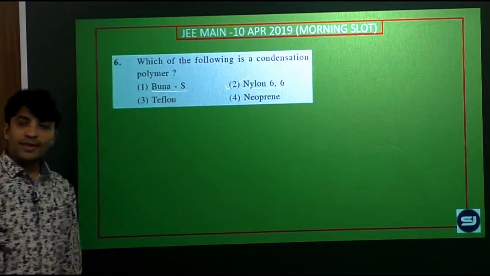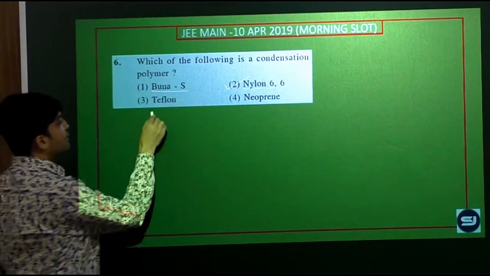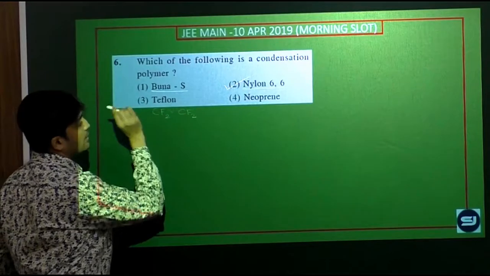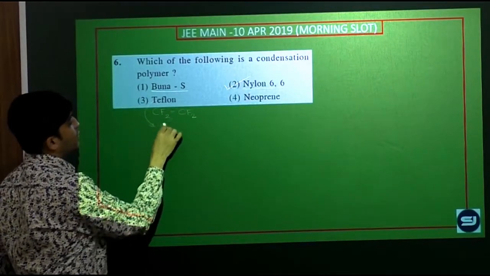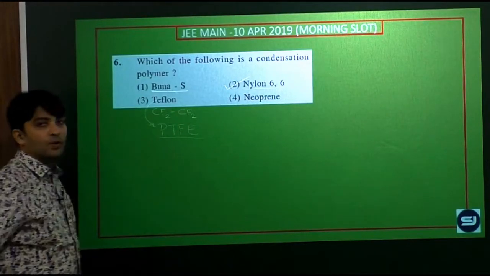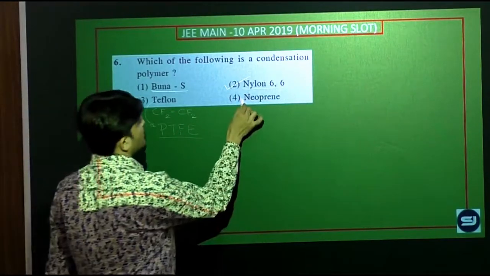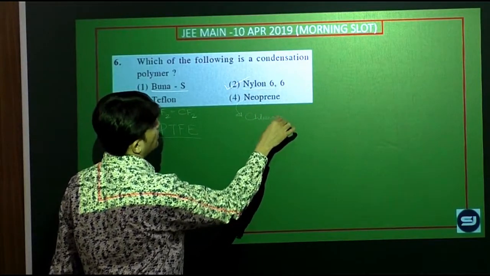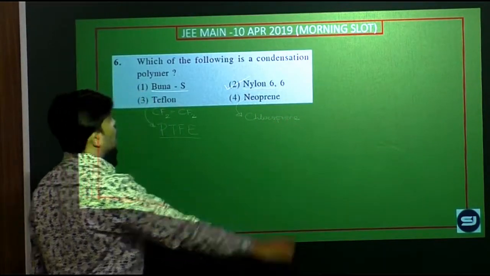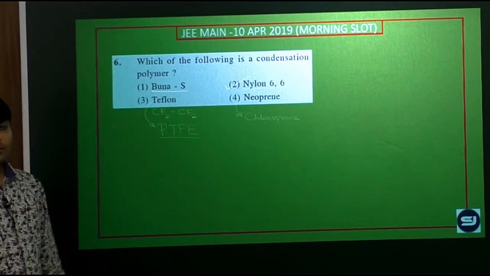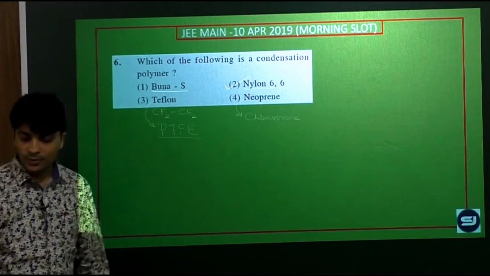Teflon is also an addition polymer of CF2=CF2, that is tetrafluoroethene, and that's why Teflon is also called polytetrafluoroethene. This is an addition polymer. Neoprene is an addition polymer of a monomer chloroprene. So, Buna-S, Teflon, neoprene were addition polymers, only nylon 66 was a condensation polymer.